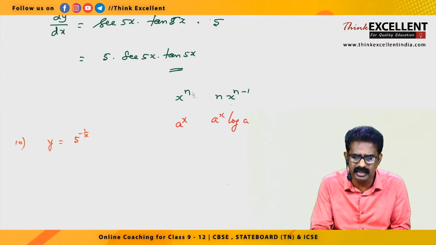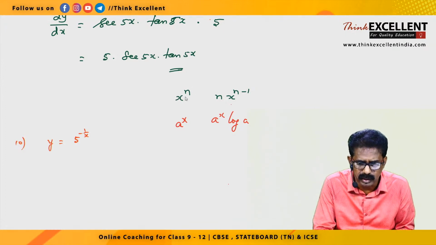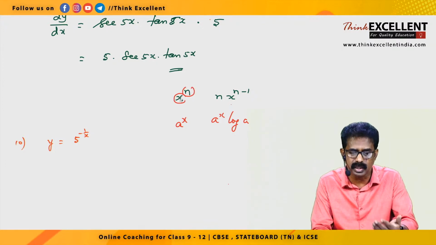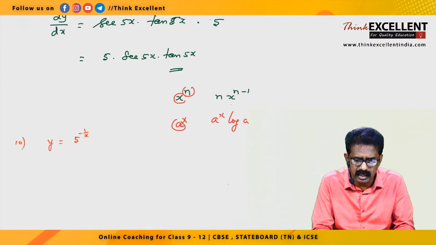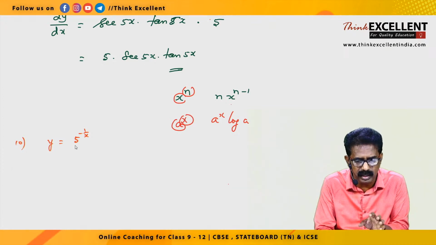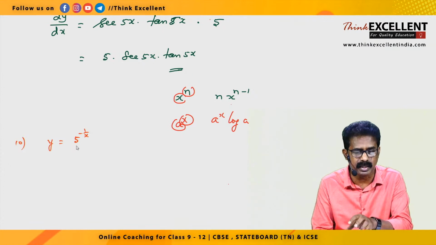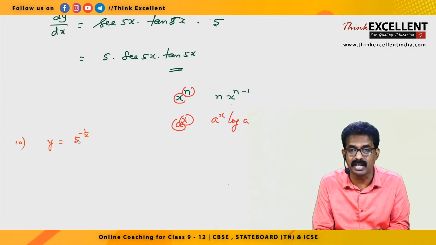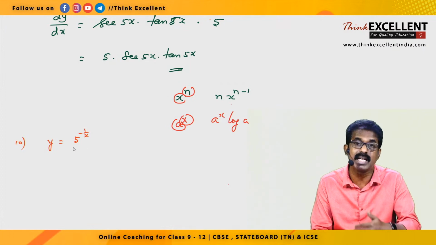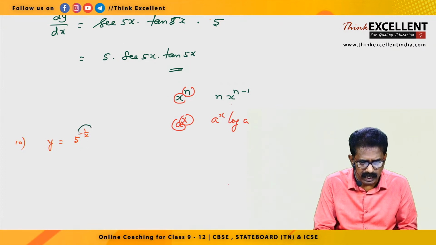What is the difference between the two? Both are exponential formulas, right? But what is the difference here? X raised to n is a variable raised to a constant. But this is a constant raised to a variable. Okay, that is the difference. So, this is of the type 5 raised to minus 1 by x. The power is the variable, right? So, here the base is 5, a constant. So, this is of the type a raised to x.